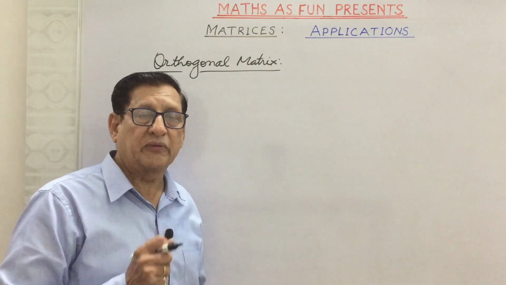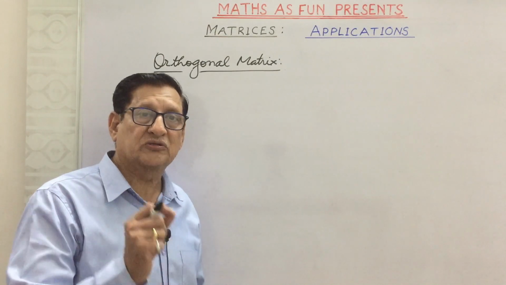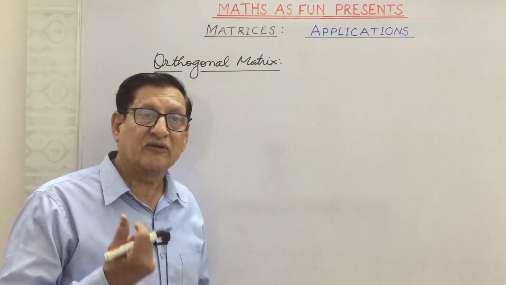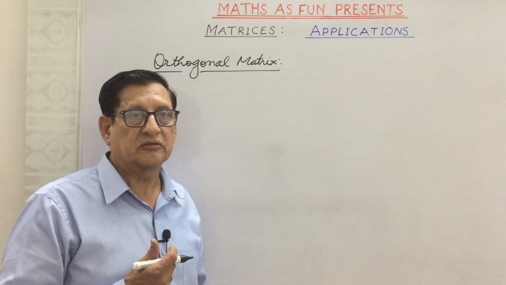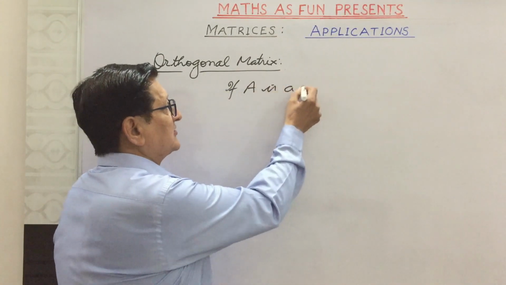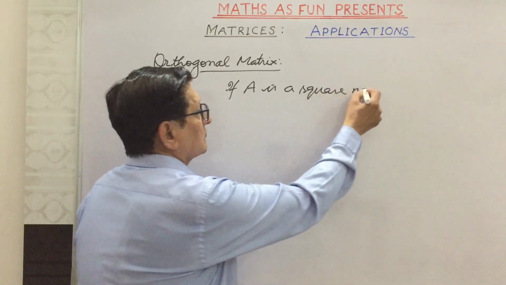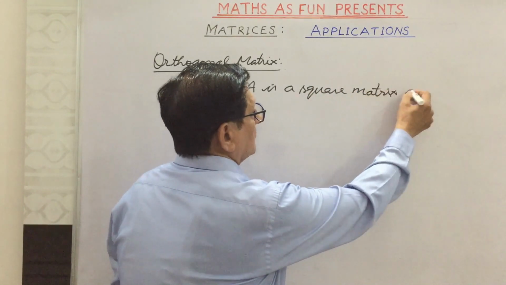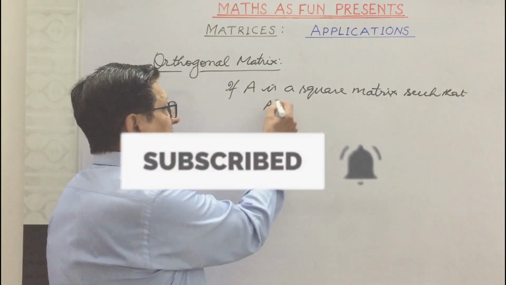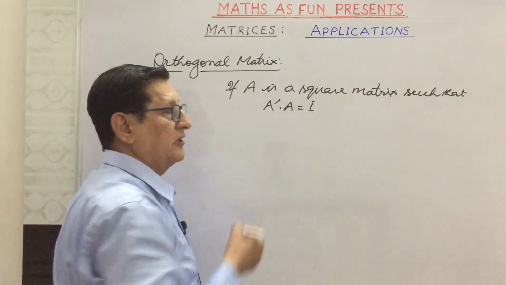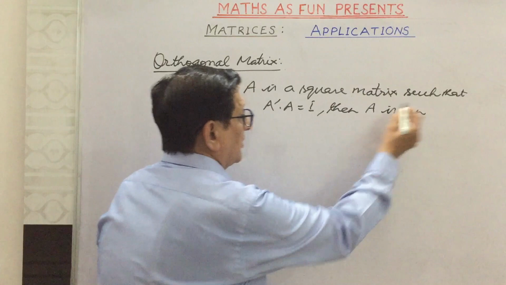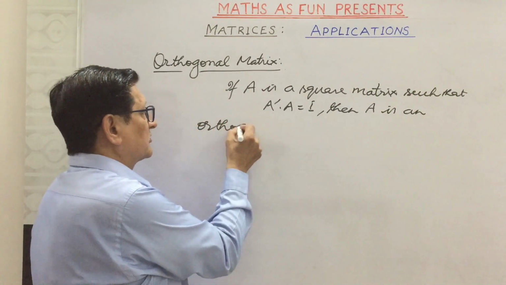See, any square matrix, if its transpose and the matrix, the product of them is equal to a unit matrix, then we say it is an orthogonal matrix. So we can define it like, if A is a square matrix such that A dash into A is equal to I, then A is an orthogonal matrix.